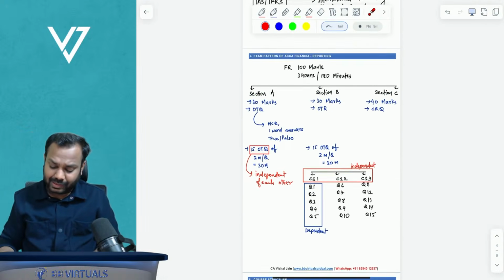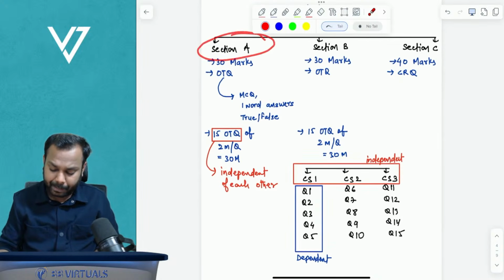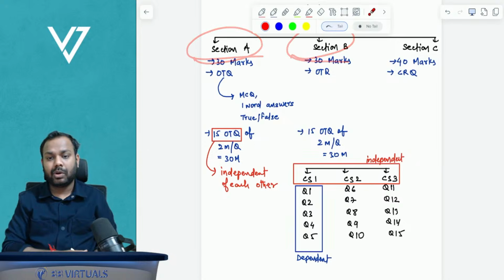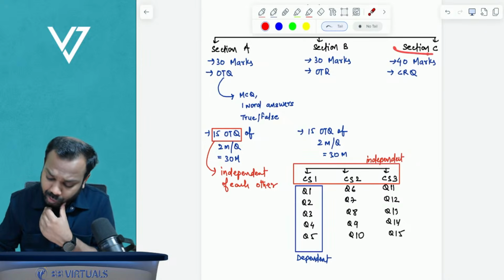Now tell me, is the section A and section B part clear to all of you? Come on guys, please tell me. Okay, now let us move on to section C.